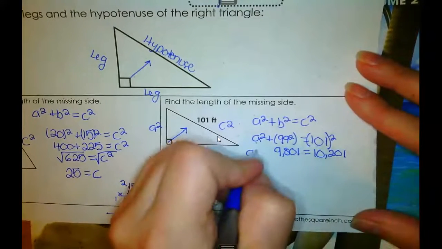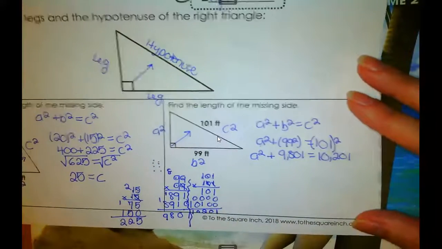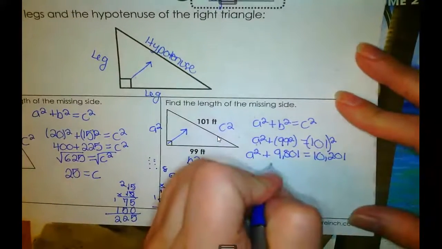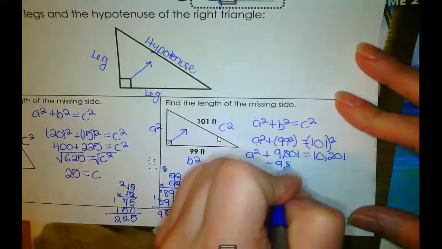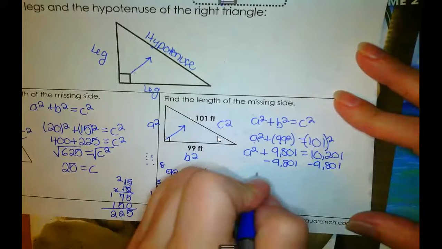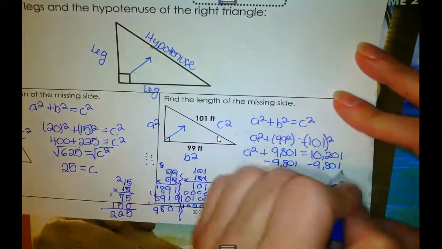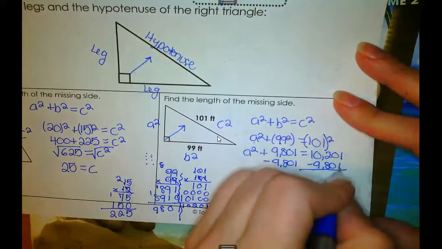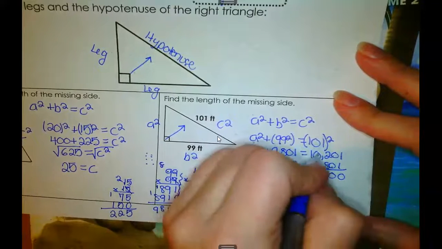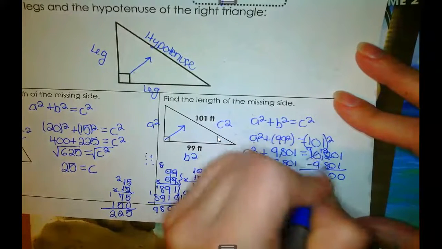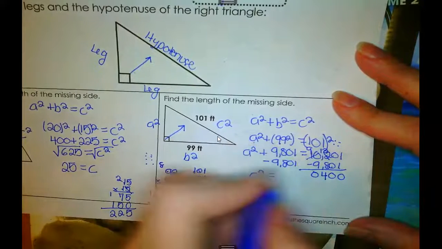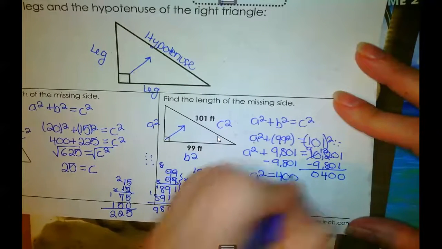So 9,801 plus a squared equals 10,201. And now we solve. How do we get a squared alone? You better say minus 9,801. So we know that a squared equals 10,201 minus 9,801. 1 minus 1 is 0, 0 minus 0 is 0, 2 minus 8 can't do, borrow: 12 minus 8 is 4, 9 and 9 is 0. So a squared equals 400.